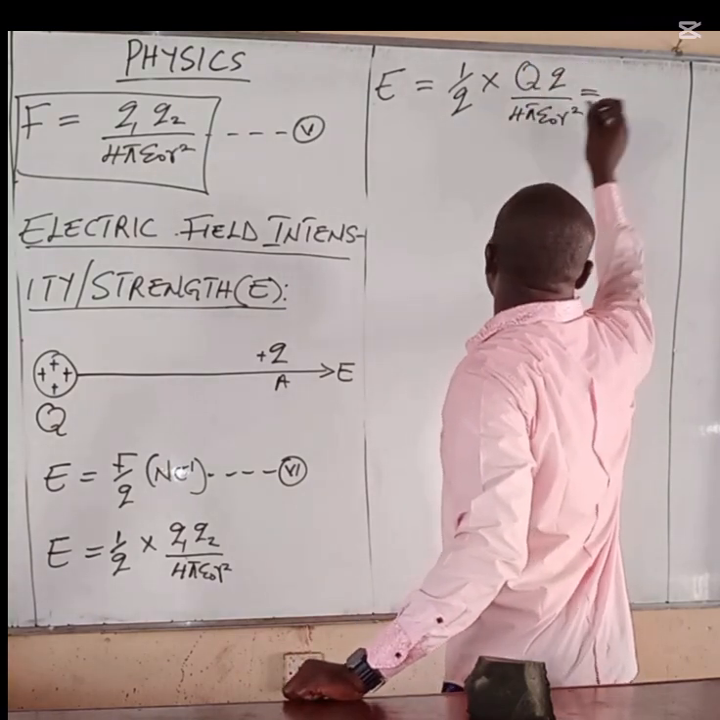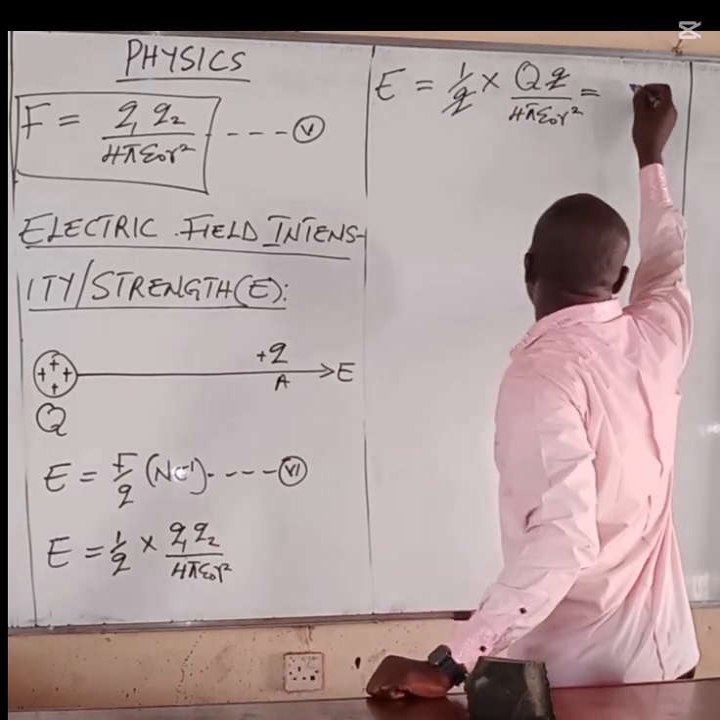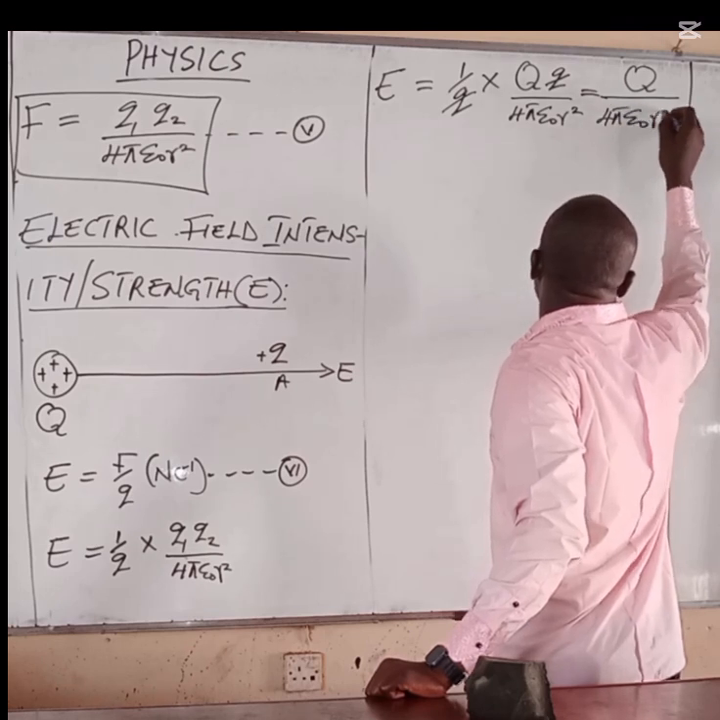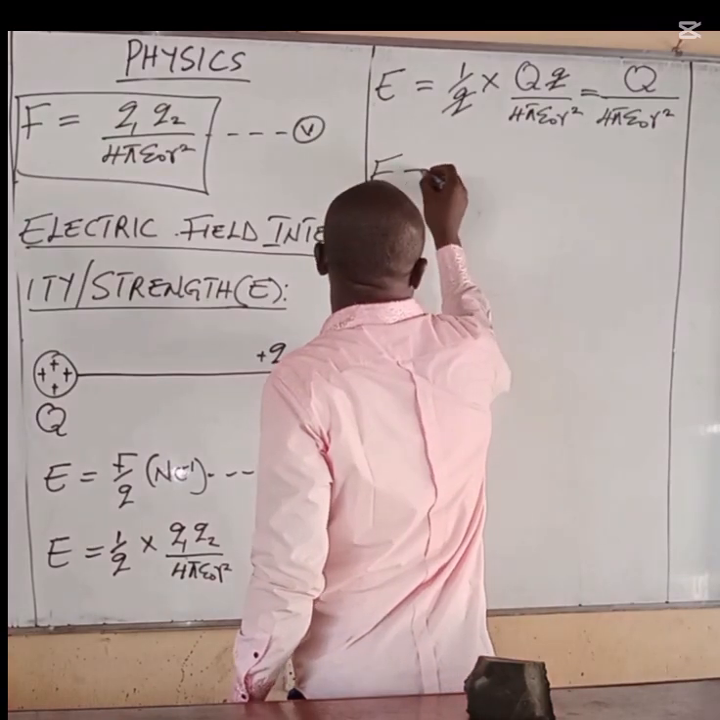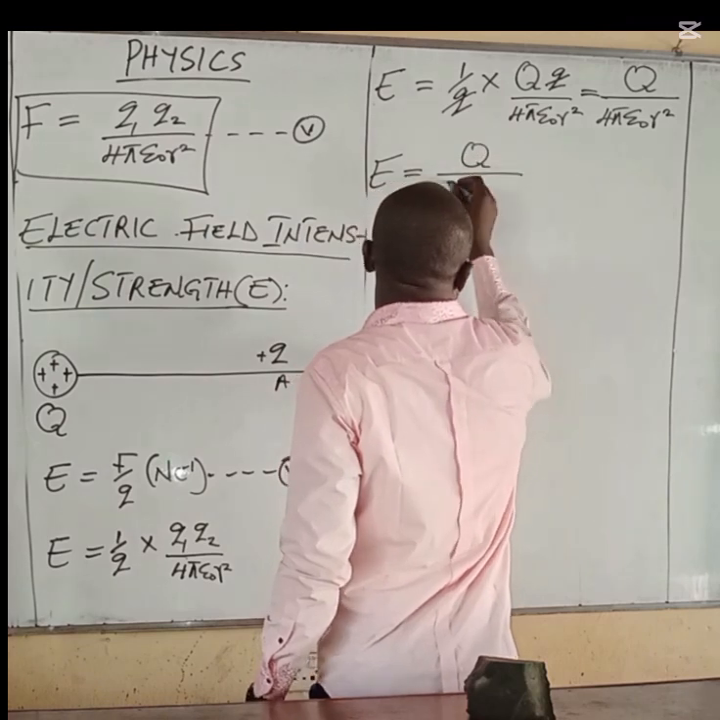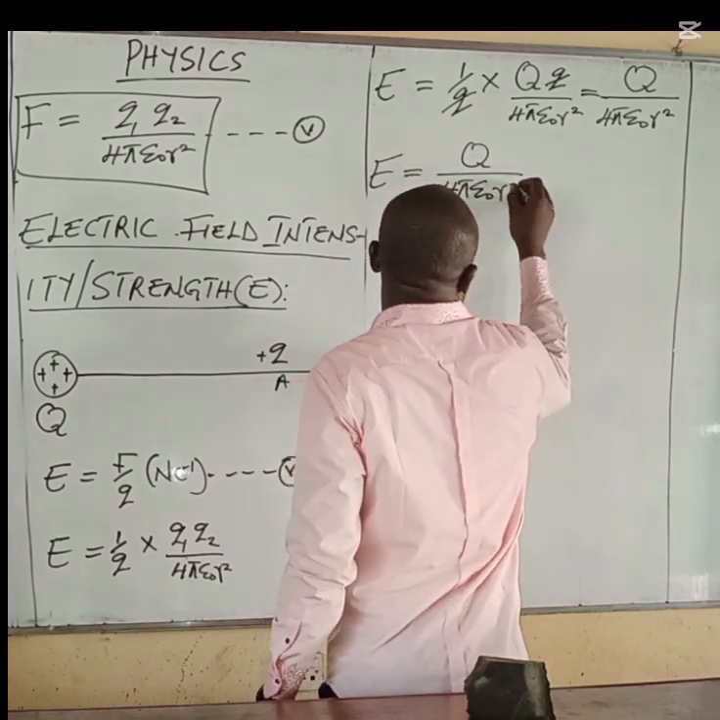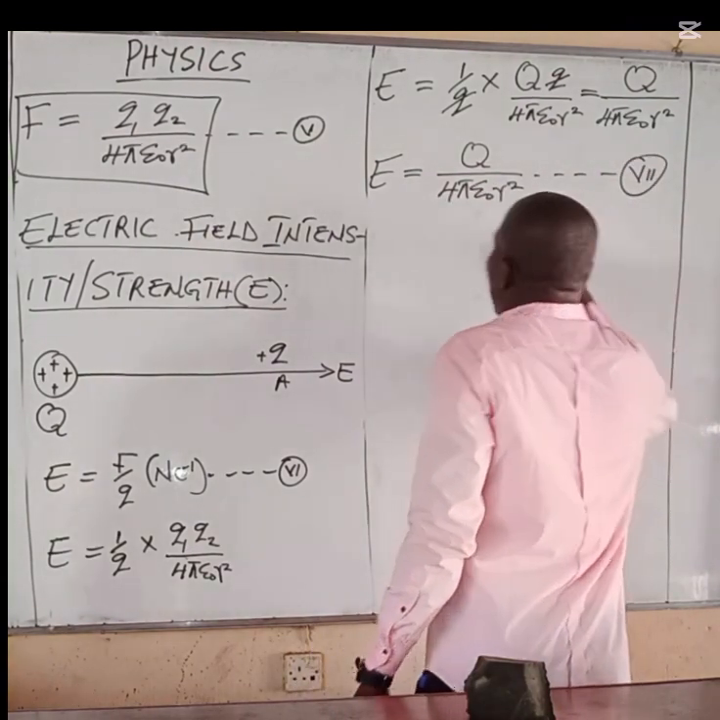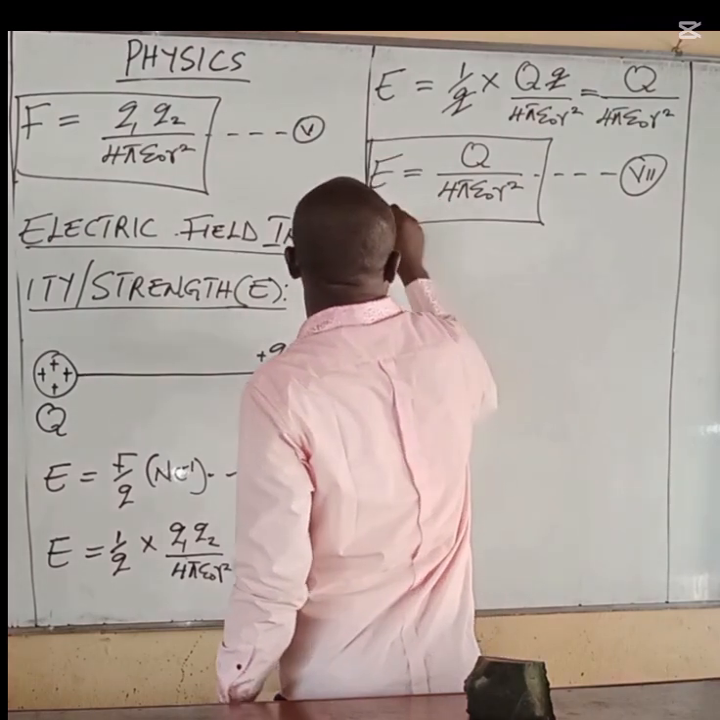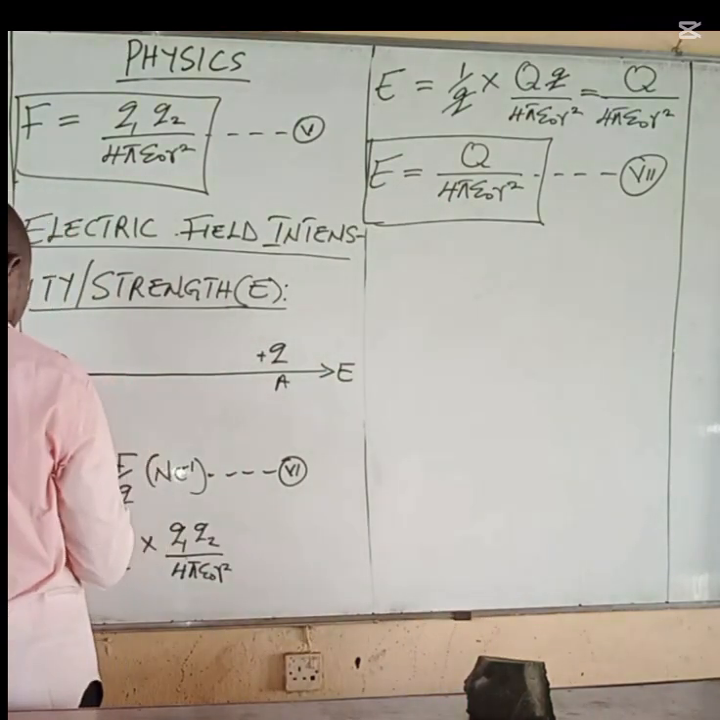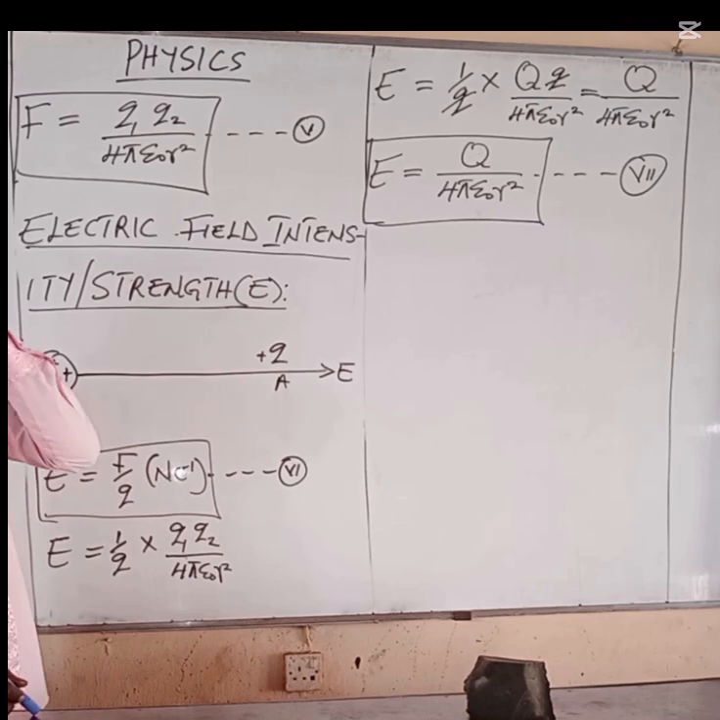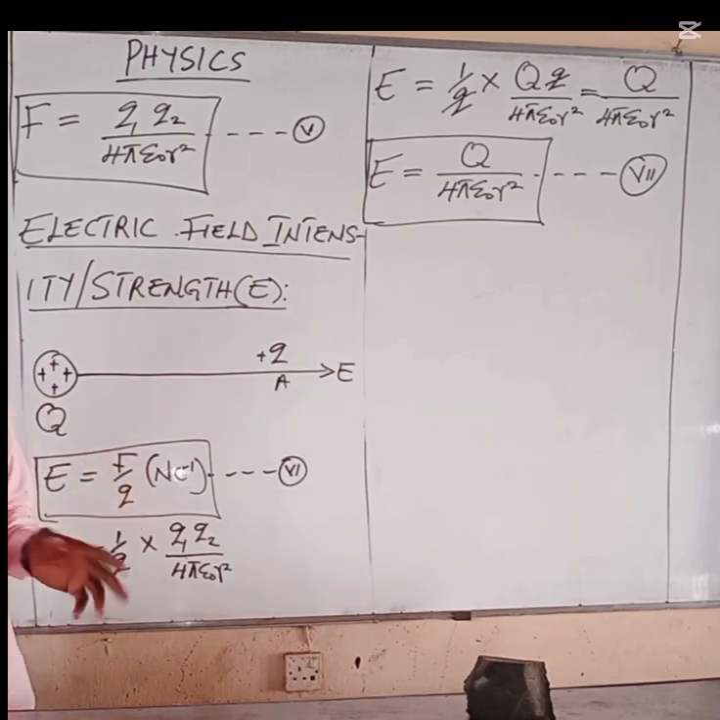So this equation finally becomes, this will cancel this. We are left with capital Q all over 4 pi epsilon naught R squared. So our electric field intensity is equal to Q all over 4 pi epsilon naught R squared. I can call this equation 7. So this equation 7 and equation 6 become the formula for electric field intensity, and the unit still remains Newton per Coulomb. There are other units; as we progress, we are going to see them.